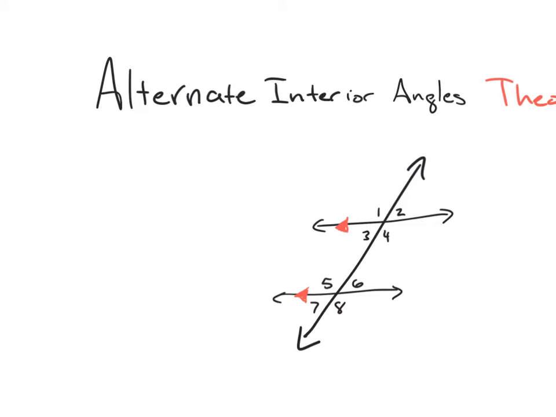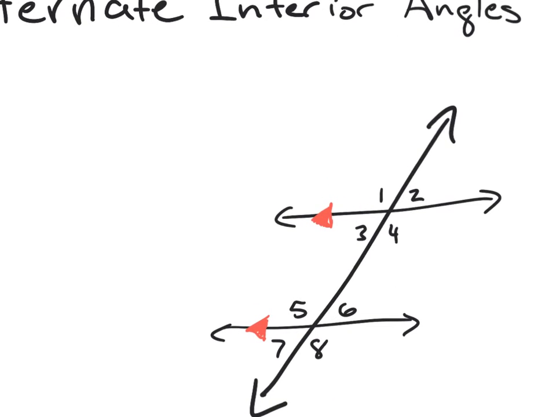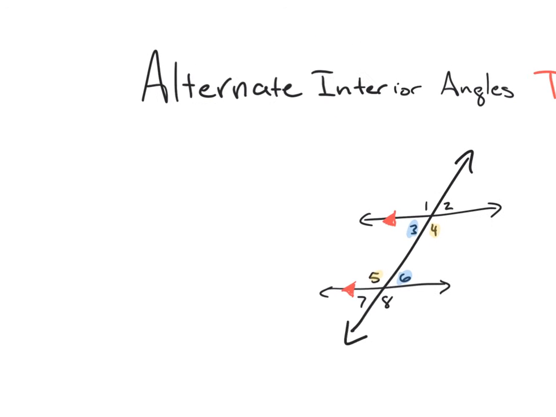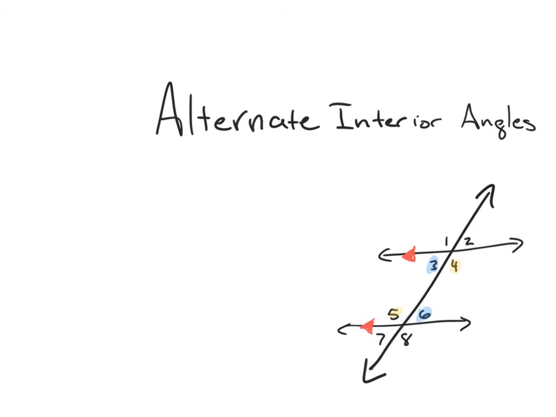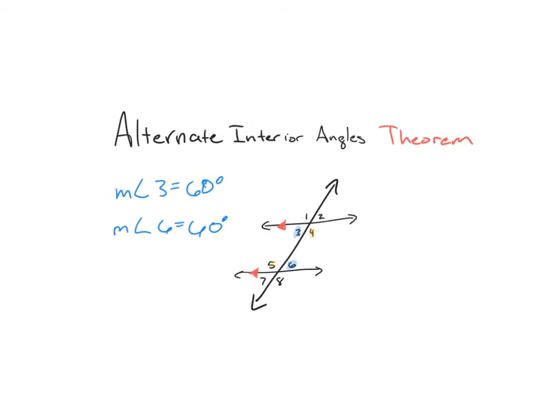So remember, we have two different sets of angles which are considered alternate interior. We have 4 and 5, and we have 3 and 6. Both of those are alternate interior angles. So what that means is if the measure of angle 3 is, let's say, 60 degrees, then angle 6 would be congruent, which means, by the definition of congruent angles, that they will be equal in measure. So angle 6, which is alternate interior with 3, would also be 60 degrees. So that's the alternate interior angles theorem.